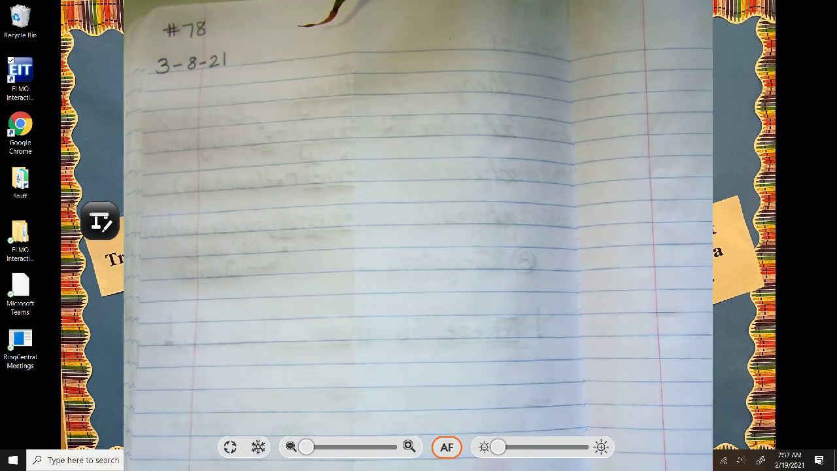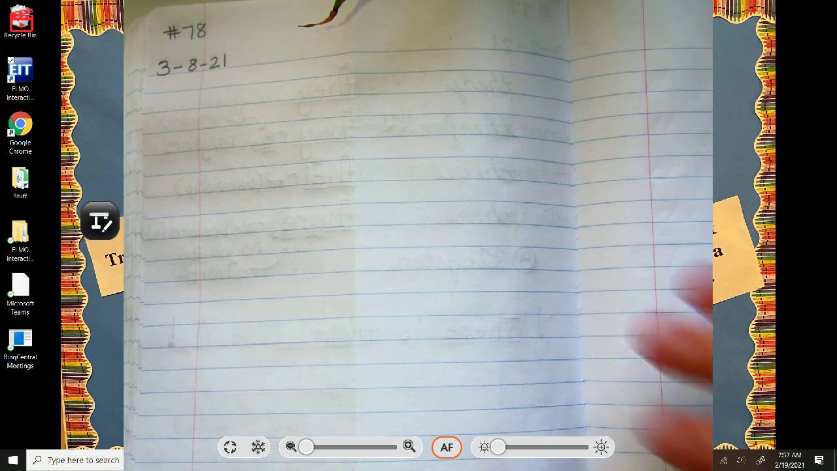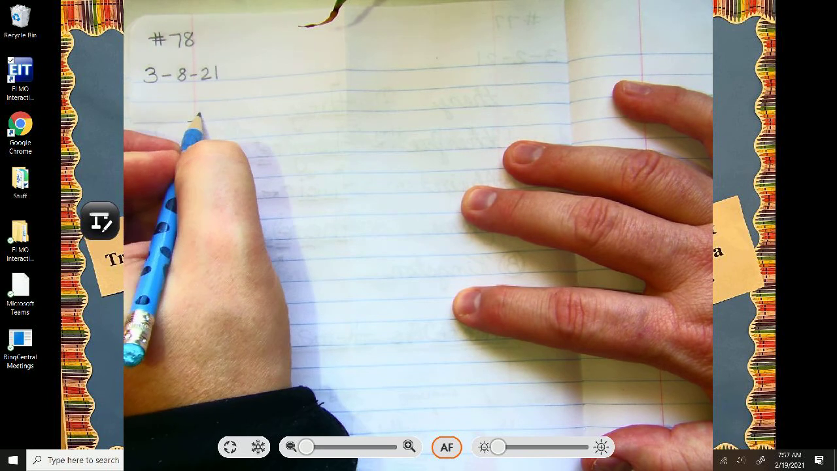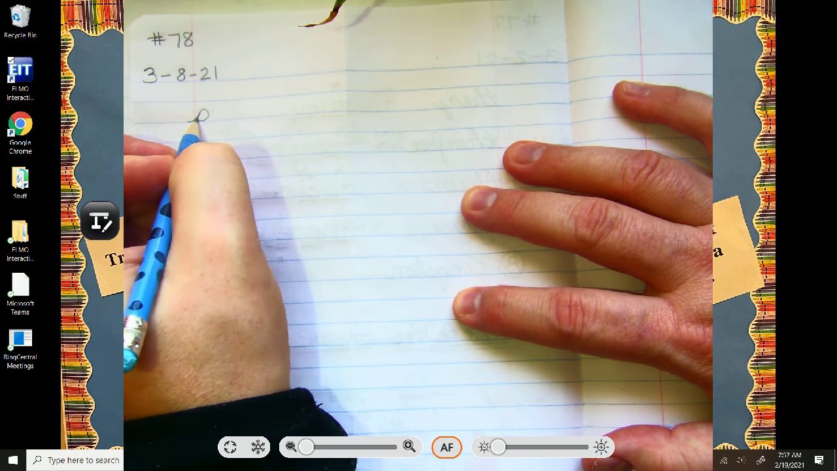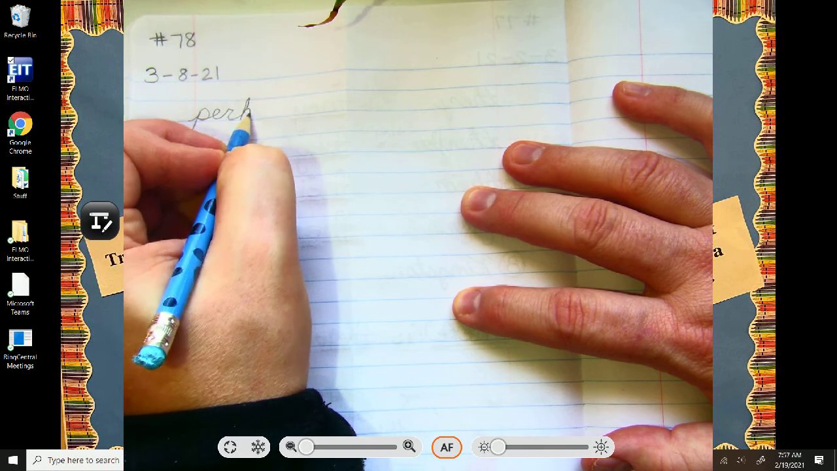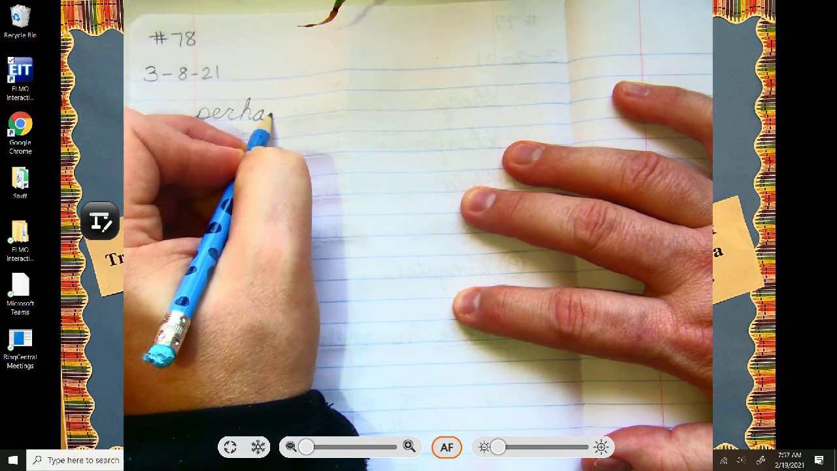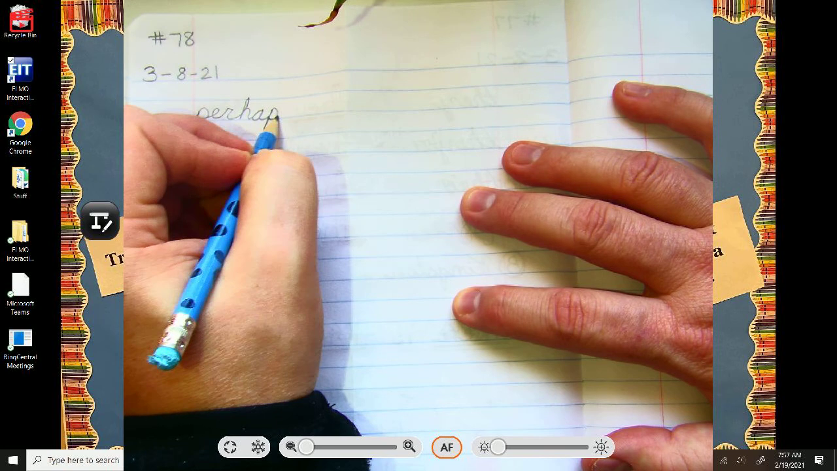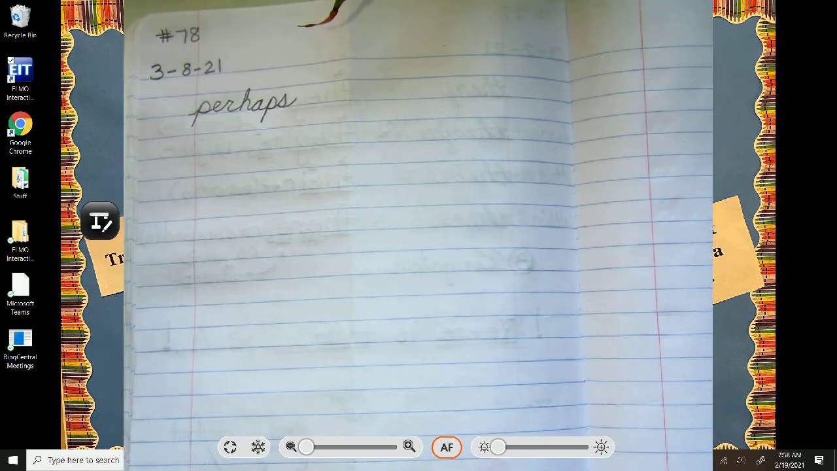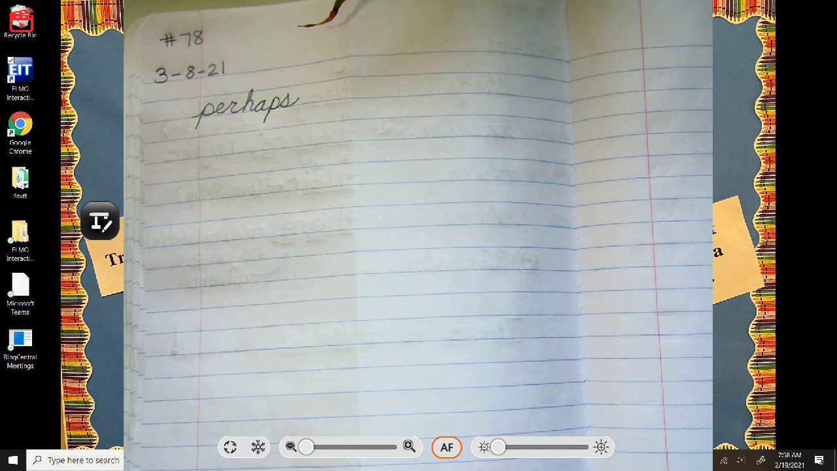All right, our first word today is the word perhaps. Perhaps you are joining me in writing this word in cursive. I sure hope so. Perhaps. Perhaps you should press pause for a moment and analyze the word perhaps.